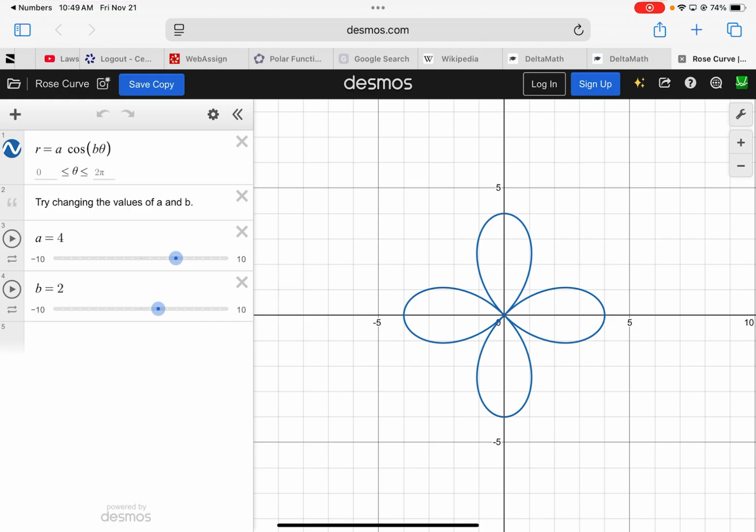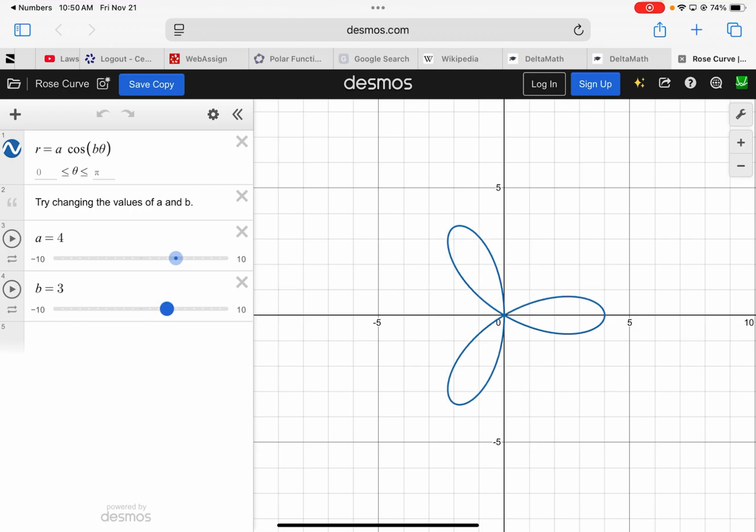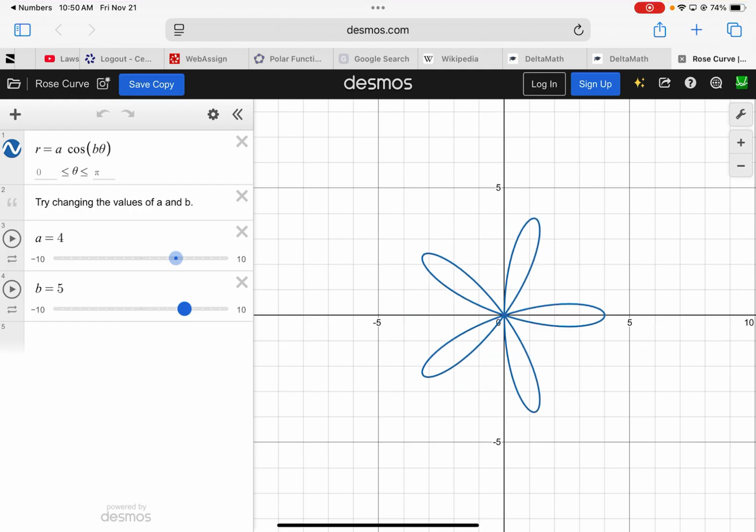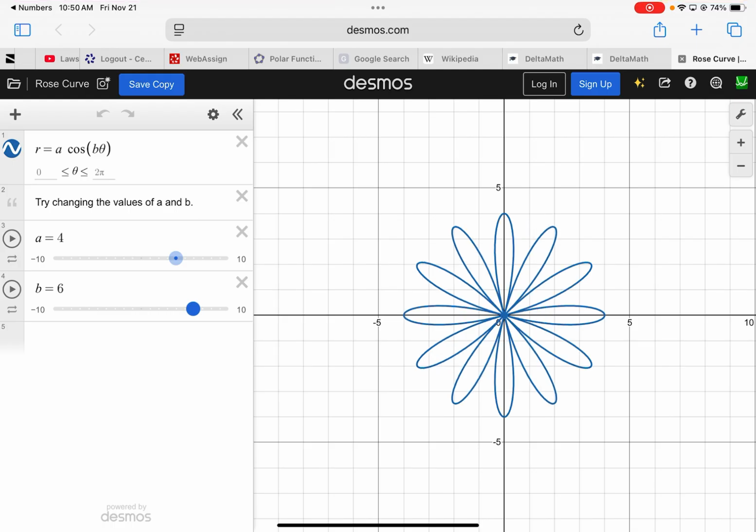Okay, what about B? Watch this. Currently B is at 2. Let's make it 3. So obviously it changes the number of petals. Okay, what about 4? How many petals there? 8. Okay, let's go to 5. 5 petals. Let's go to 6. How many petals there? 12. Okay, so this B value, whether it's even or odd, is going to determine how many petals you have.